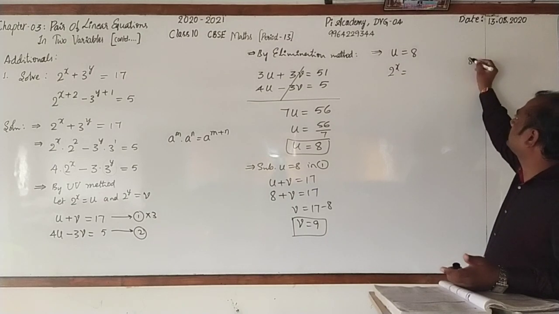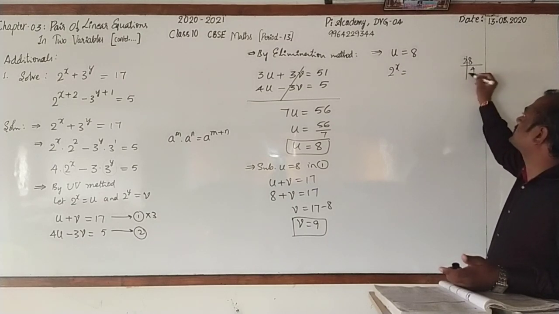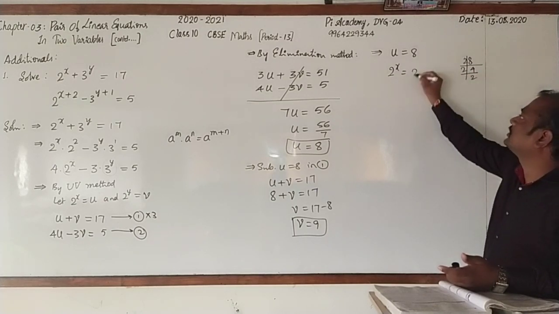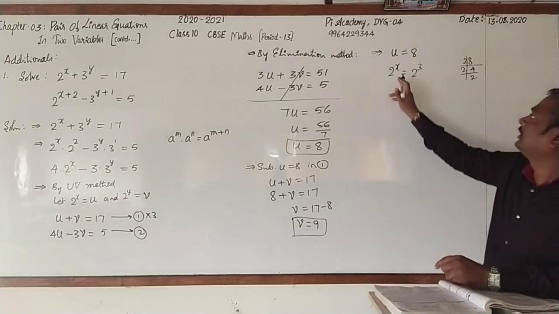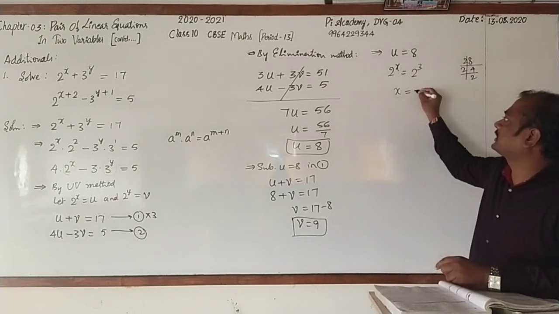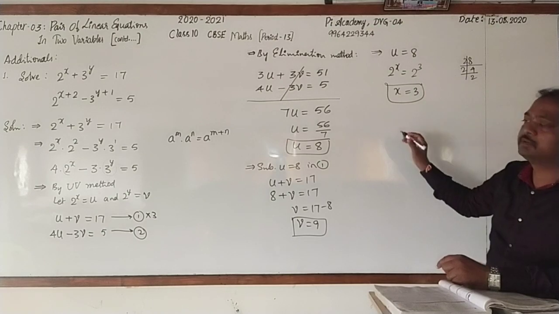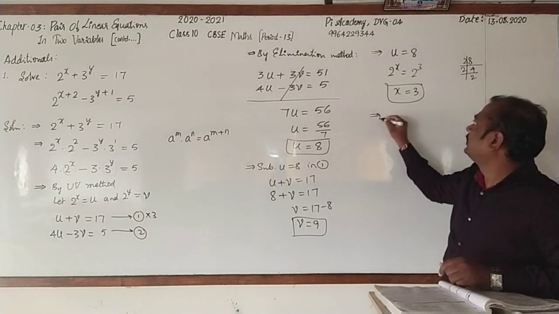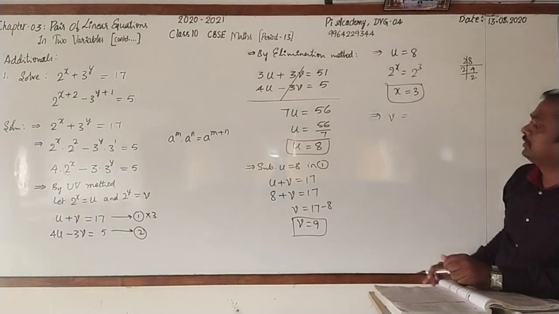If you do not know, you can go for this method: 2 fours are 8, 2 twos are 4. How many times is 2 used? 3 times. Now, the bases are the same, so the powers are equal: x equals 3. Understood? Next, v is equal to how much?